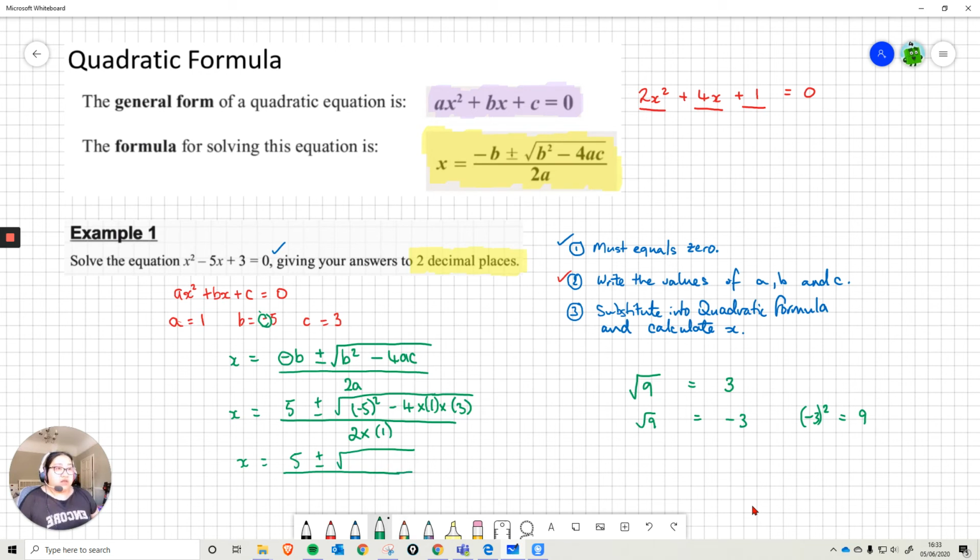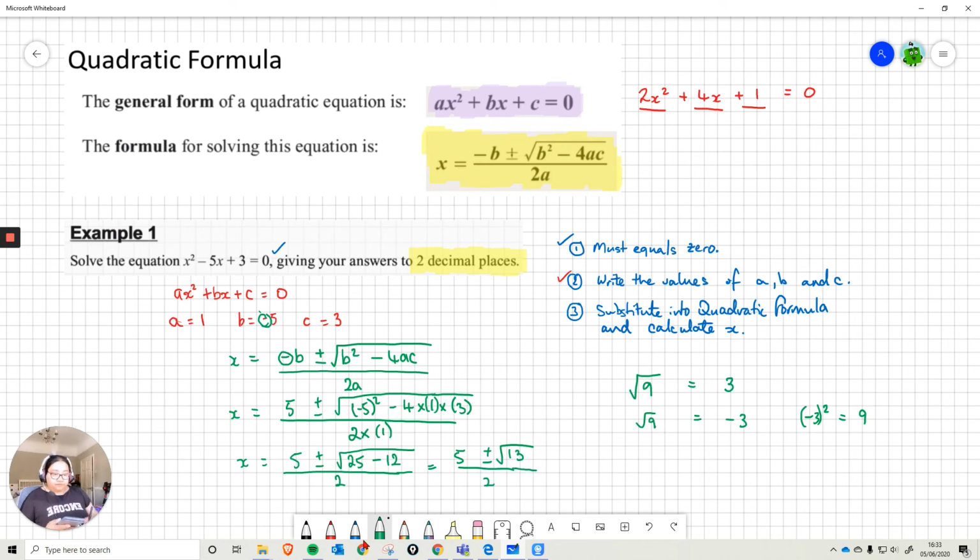So I know negative 5 squared is 25. And 4 times 1 times 3 is 12. So 25 take away 12 goes in under the square root. Now, you don't have to do this all in your head. You can put it into the calculator if you want to. I also know 2 times 1 is 2, and I'm just going to put that in the denominator. And then again, I'm just going to simplify this again. 5 plus or minus the square root of 25 take away 12, which leaves me with 13 over 2.